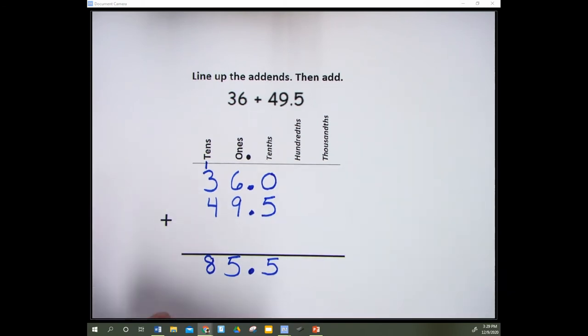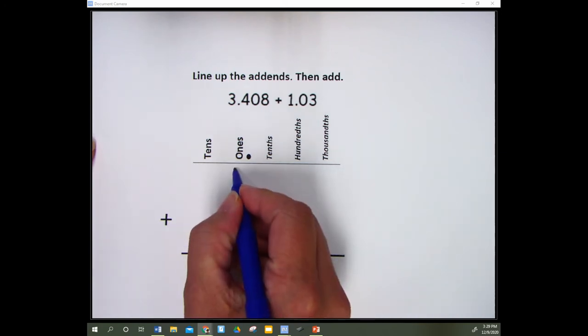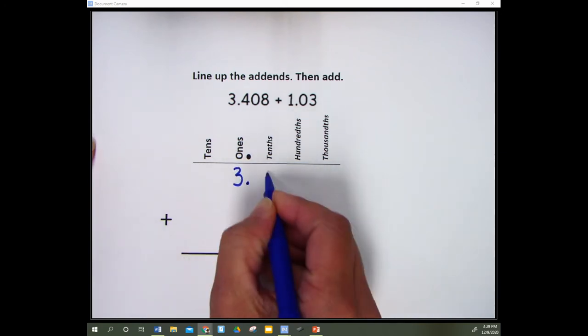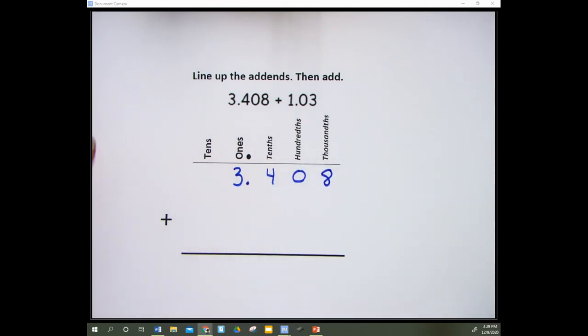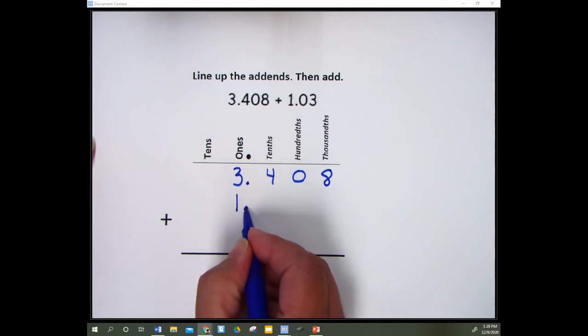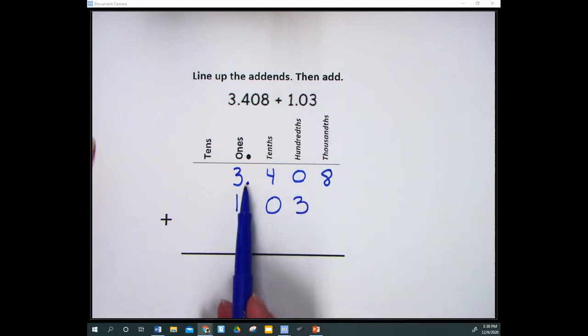Okay, here's your next problem. 3 and 408 thousandths plus 1 and 300 thousandths. All right, to do this, of course, we're going to recopy and line up the decimal points first. So I have 3 and 408 thousandths plus 1 and 300 thousandths. Notice by lining up the decimal points, I have lined up all the other place value columns too.